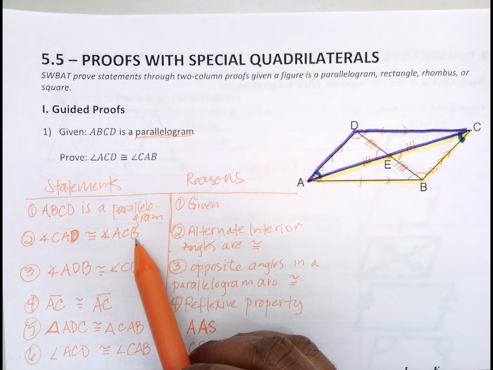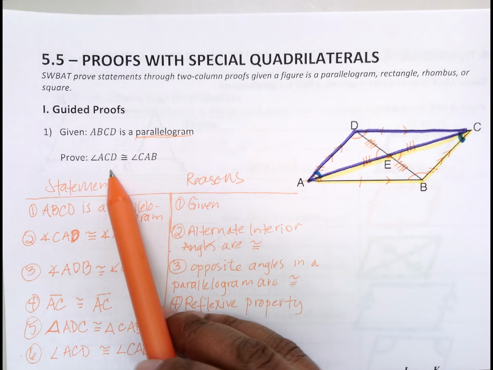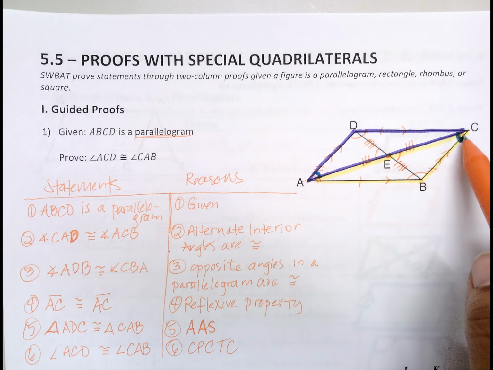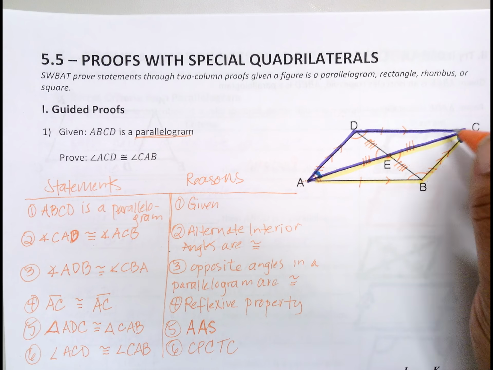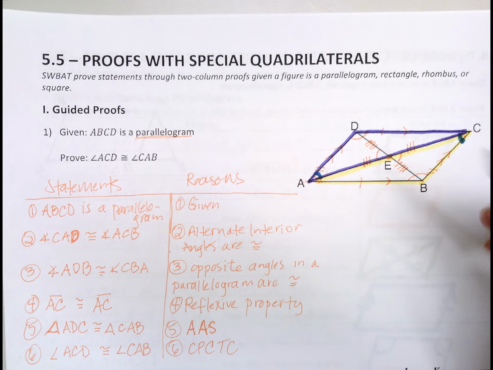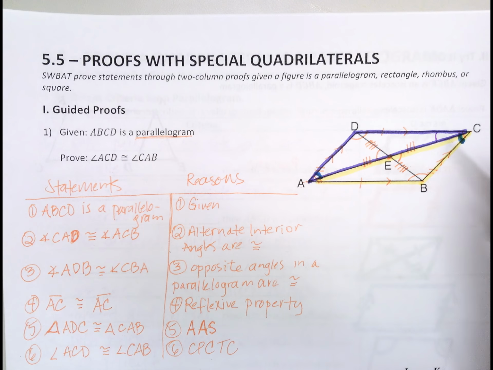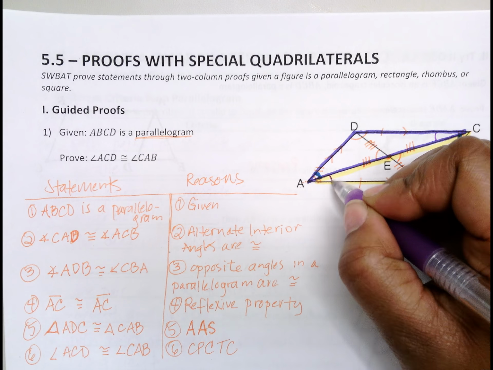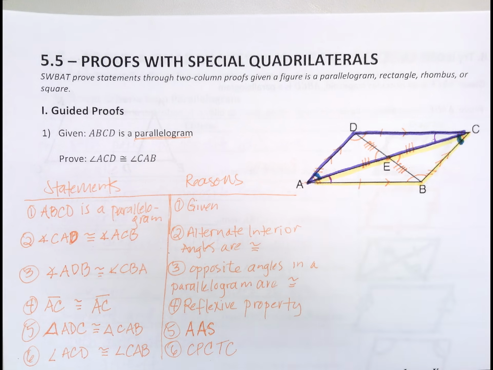So my first statement is that ABCD is a parallelogram, okay? Now, I'm trying to prove that these two angles, angle ACD, so ACD. So I'm trying to prove that this angle right here, ACD, is congruent to CAB, this angle right here. Okay, so I'm trying to prove that these are congruent. All right.